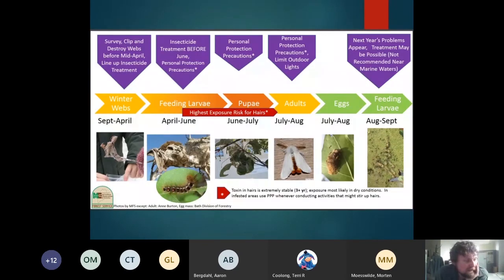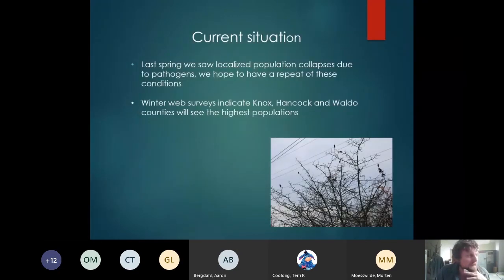So this is just a summarized version of all the slides that we went through for the life cycle. Takeaway message here is the highest risk exposure for hairs is going to be from late April, early May through July. So just to be aware.